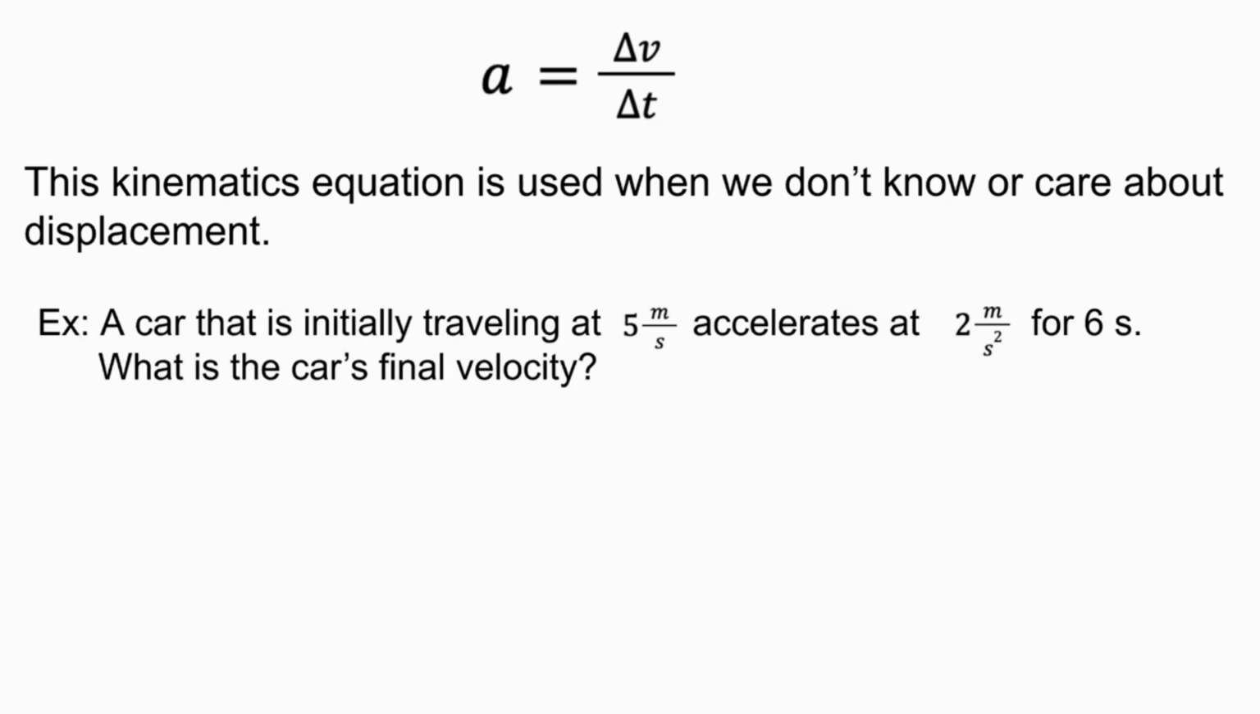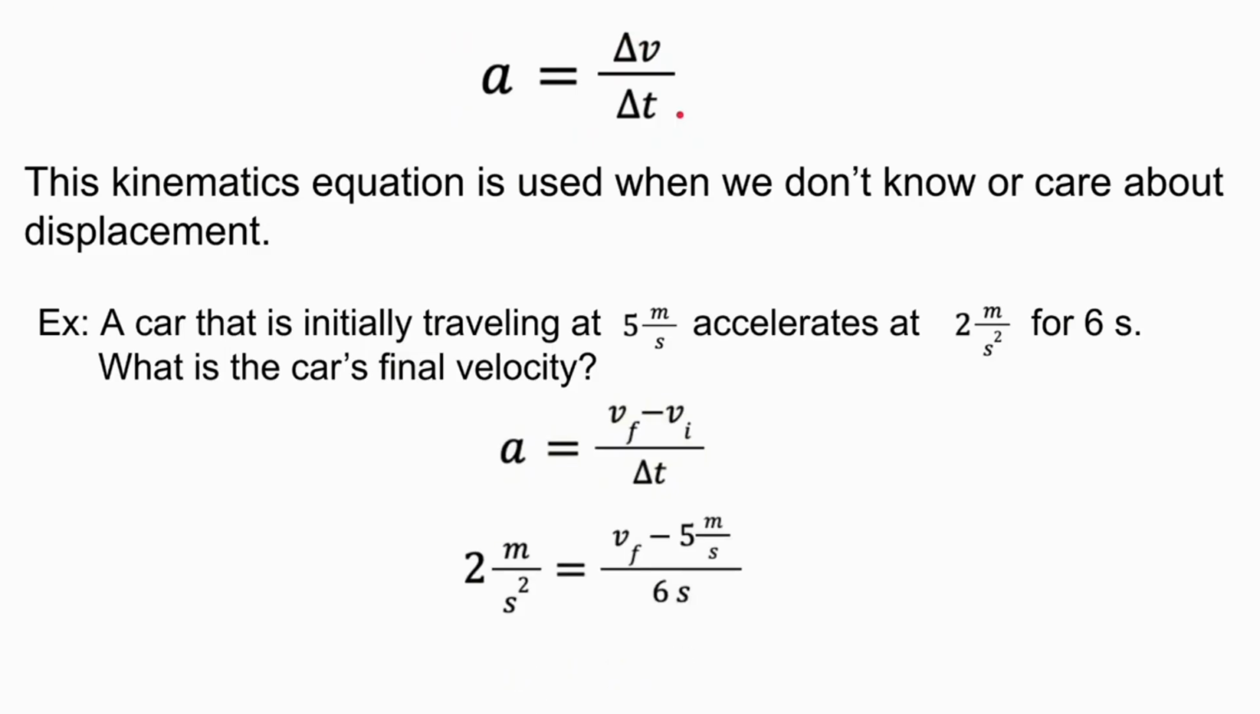So let's look at an example. I have a car initially traveling at 5 meters per second. It accelerates at 2 meters per second squared for 6 seconds. What's the car's final velocity? There was nothing in this about where the car is or how far it displaced. So this is the tool in my toolkit that I'm going to reach for. And then I'm going to say, final minus initial is what delta means. I substitute in, and I get my value.